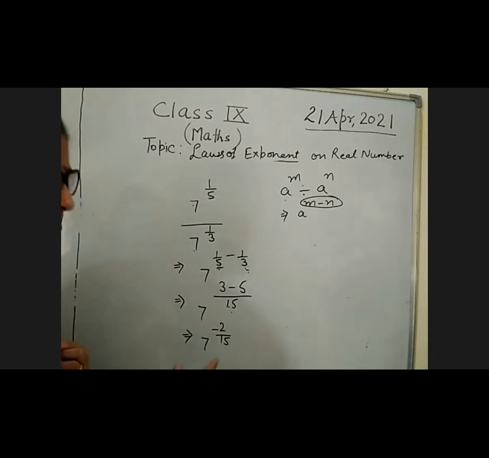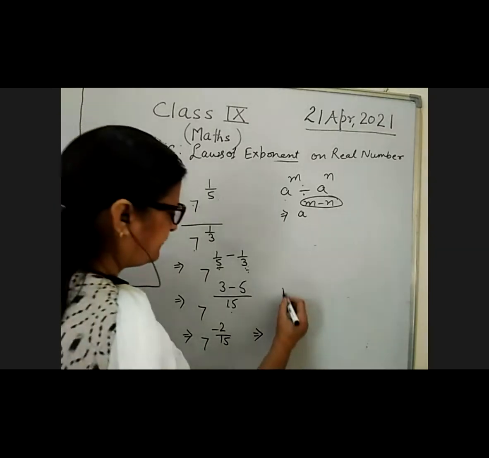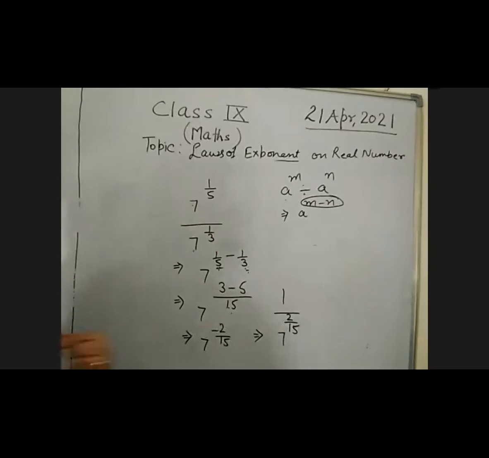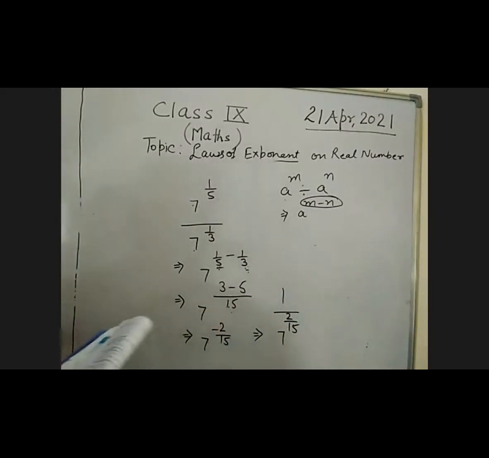Now your power is given in the minus form. How does it become positive? 1 upon, it goes to the denominator, and this power becomes the positive form. Okay.